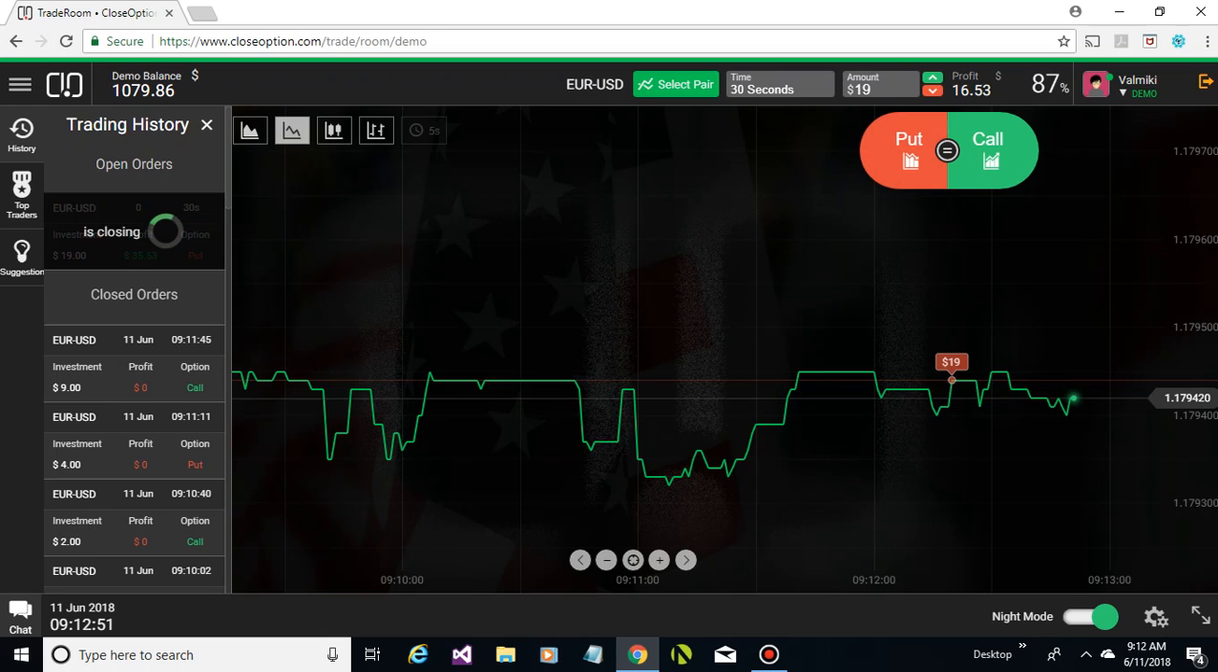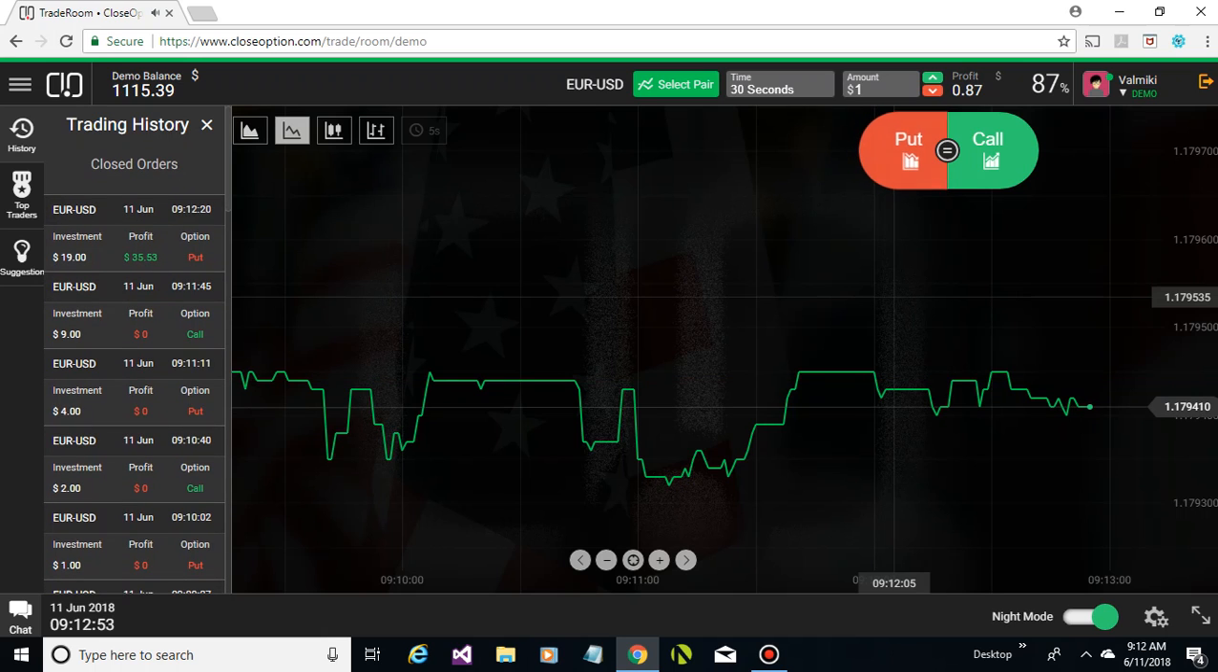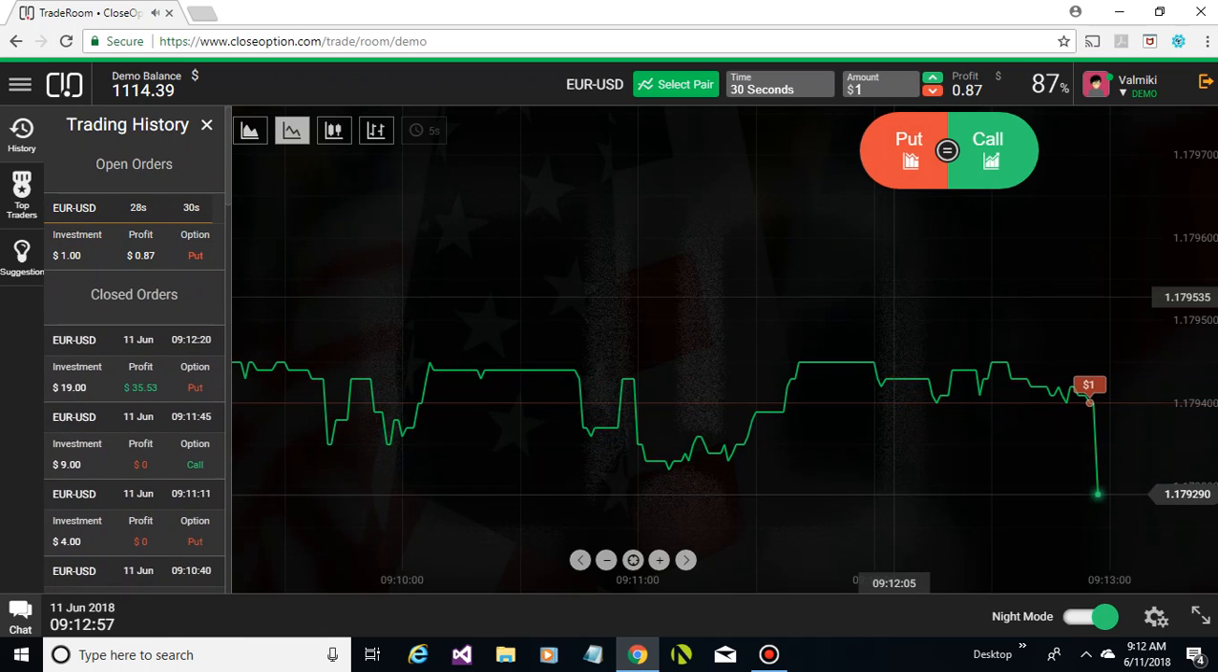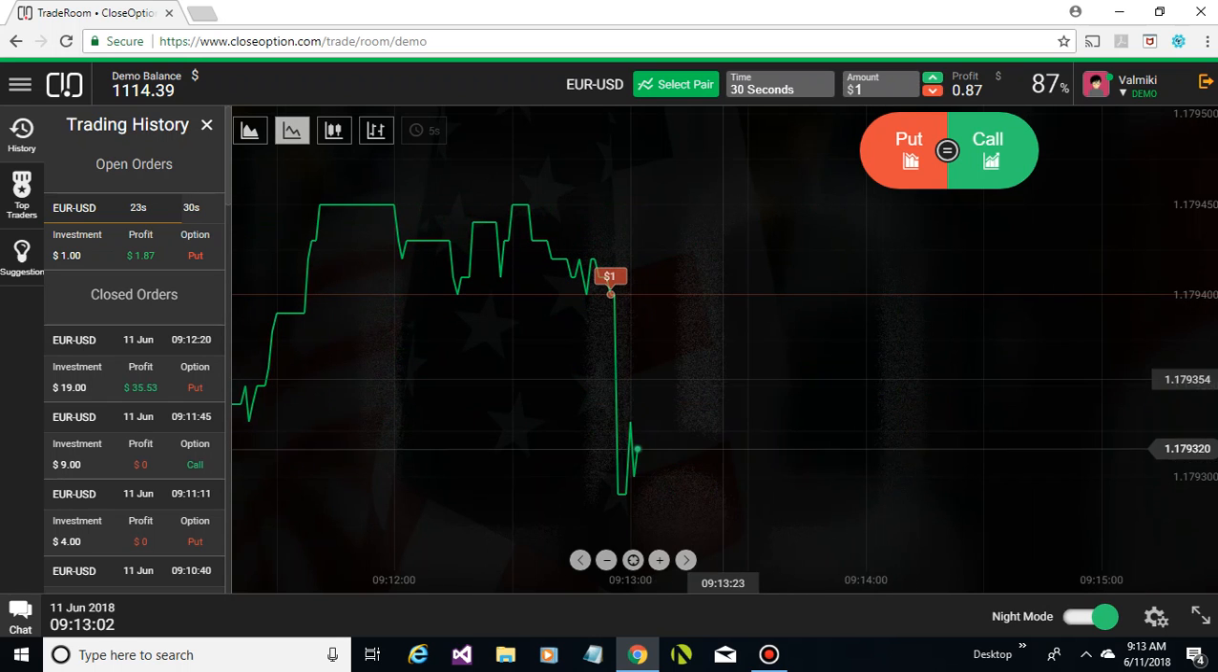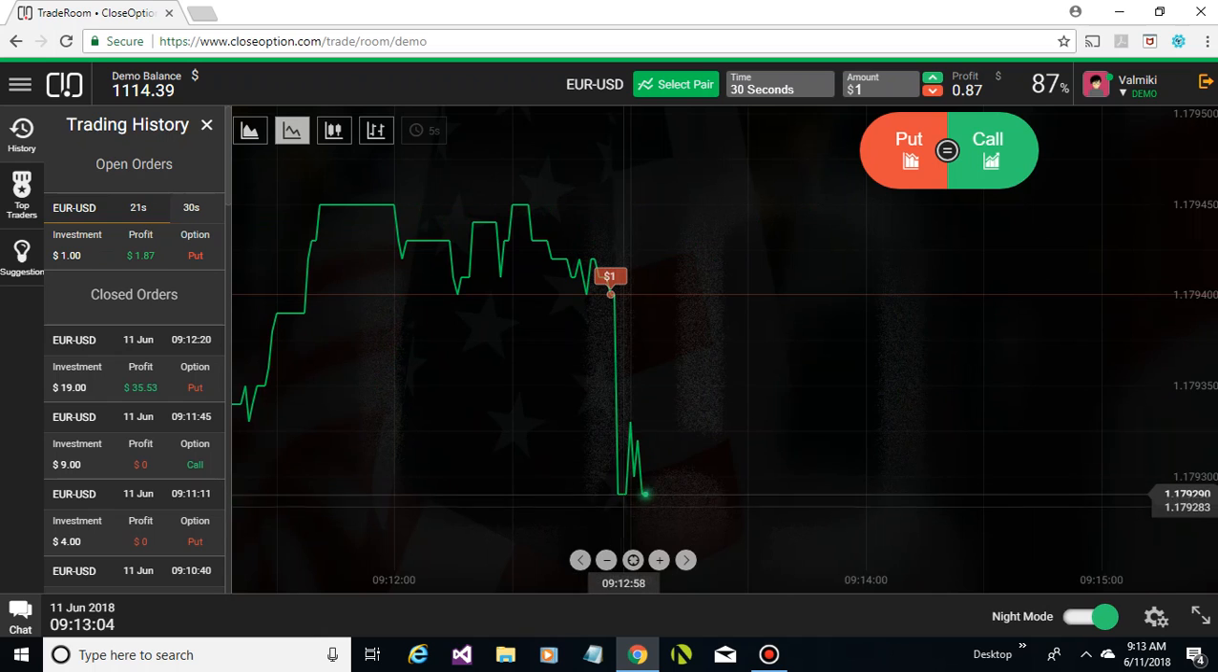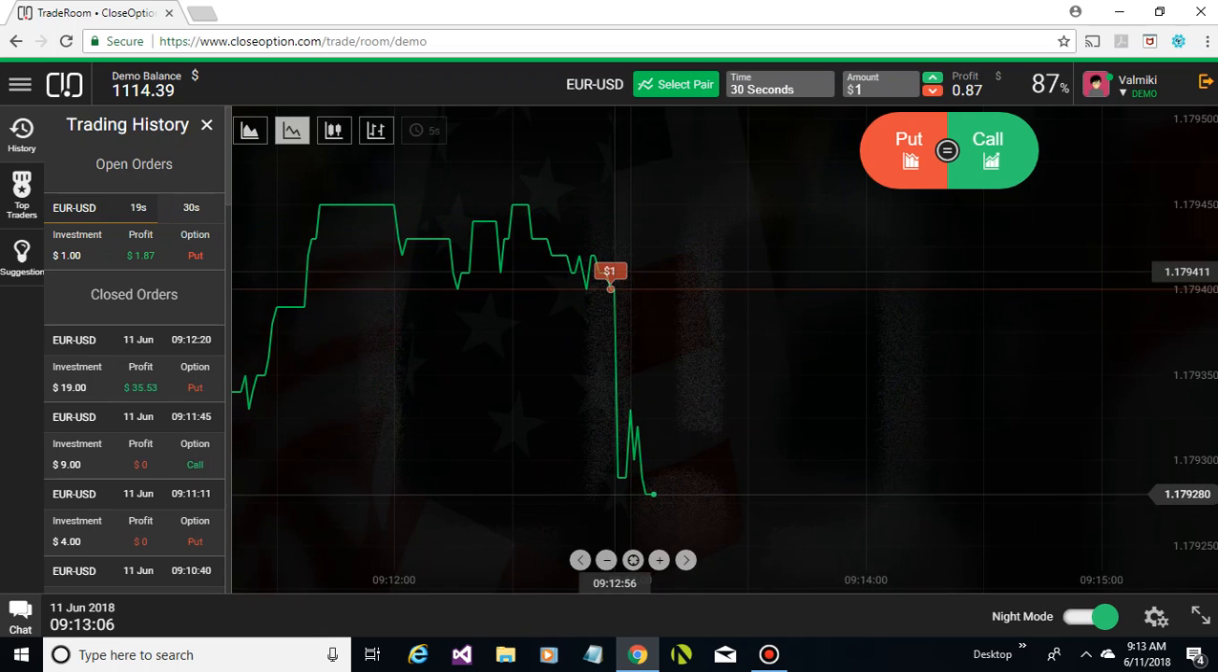Okay, looks like coming up on a gain. Let's wait, and it's a gain. Go for the put. That's a perfect execution. As soon as it's executed, it went down drastically. So we were lucky.